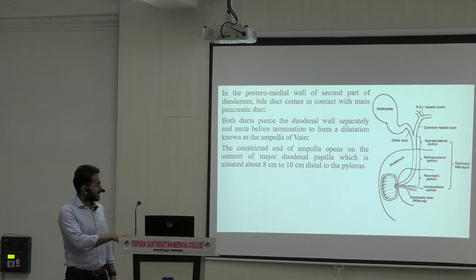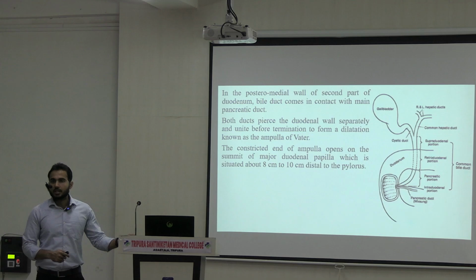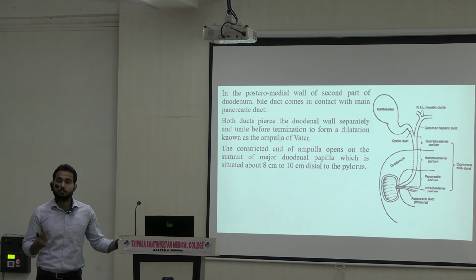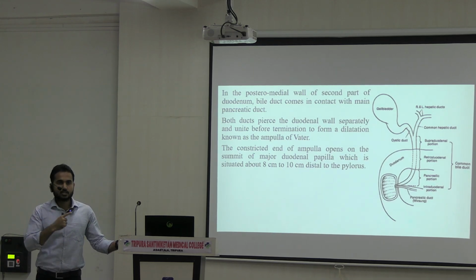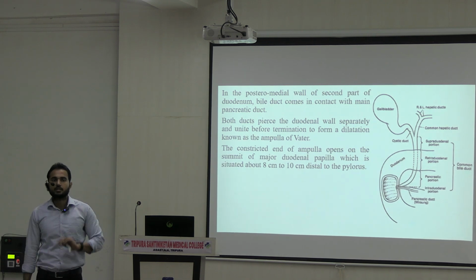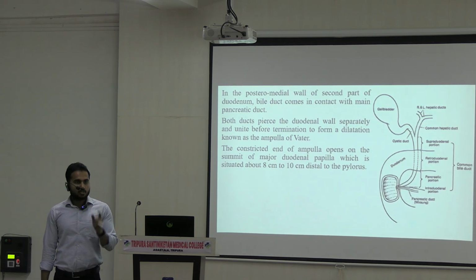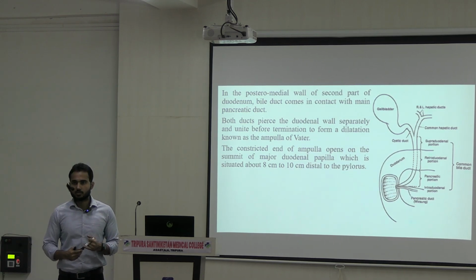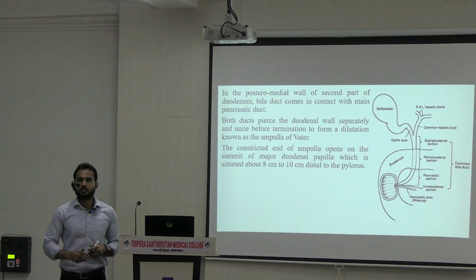Now, when it reaches the second part of the duodenum, what will it do? It will pierce the wall of the duodenum and then reach the major duodenal papilla. When you study the duodenum, you will come to know that on the second part of the duodenum, 2 openings are there: the minor duodenal papilla and the major duodenal papilla. In the major duodenal papilla, the common bile duct along with the main pancreatic duct will join together and open in that particular area. This major duodenal papilla is situated 8 to 10 centimeter from the pylorus of the stomach.